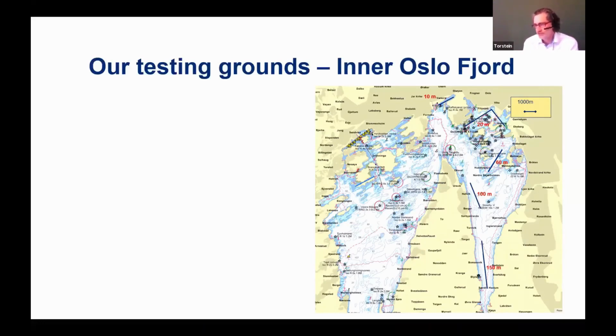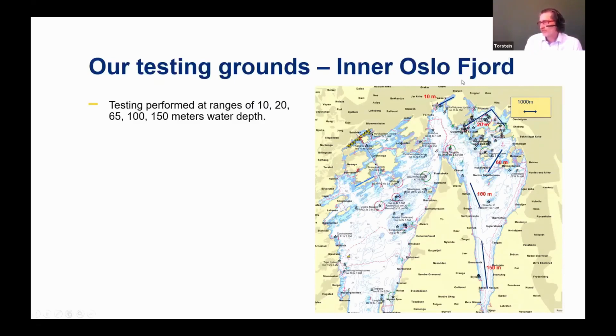So here are our testing grounds. They're in the inner Oslo Fjord. One of the things you see is that we have a variety of depths. A common track that we take on the eastern side of the fjord goes from 10 meters in the silty bottom over here to muddy bottom at 20 meters, 60 meters, where it gets a little bit rocky, and then 100 meters and 150 meters, and then we wrap around and go back over the same track. So we get a great variety of depths for our sensors.